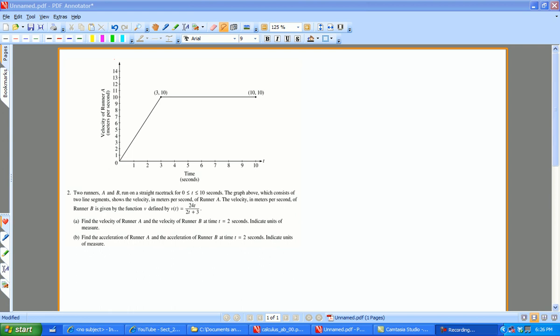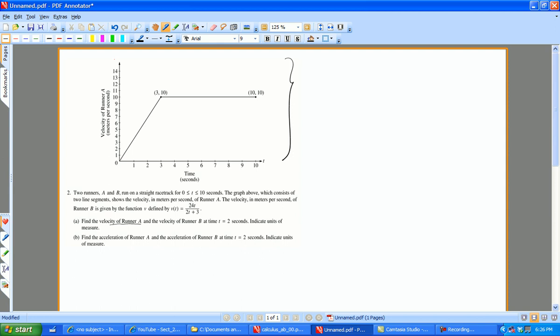Okay, this is the solution to the 2000 question I gave you from the AP Calculus exam, question number 2. The question is about runners running on a straight racetrack, and here's the picture. Question A says find the velocity of runner A. So let's start with that one.